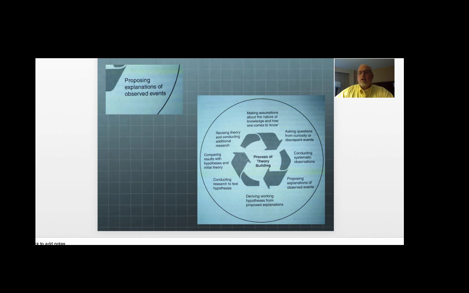But constructing your theory, proposing the elements of the theory, as you can see, is not the end of the process. We're only halfway through. So building a theory, or at least the initial version of a theory, is not the end. It's the middle of that process.